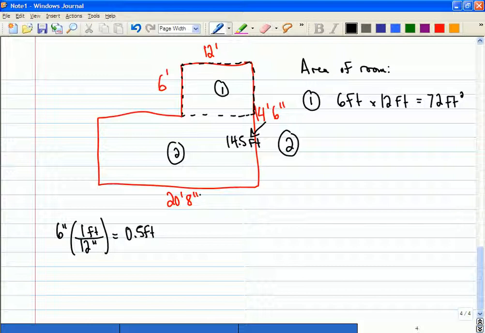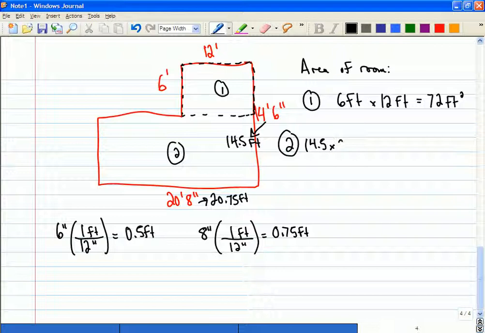Similarly for this piece here, 8 inches, if I convert that, 12 inches for 1 foot, that's going to be 0.75 feet. So I could write this as 20.75 feet. Now when I want to calculate the area, the second piece is 14.5 times 20.75.